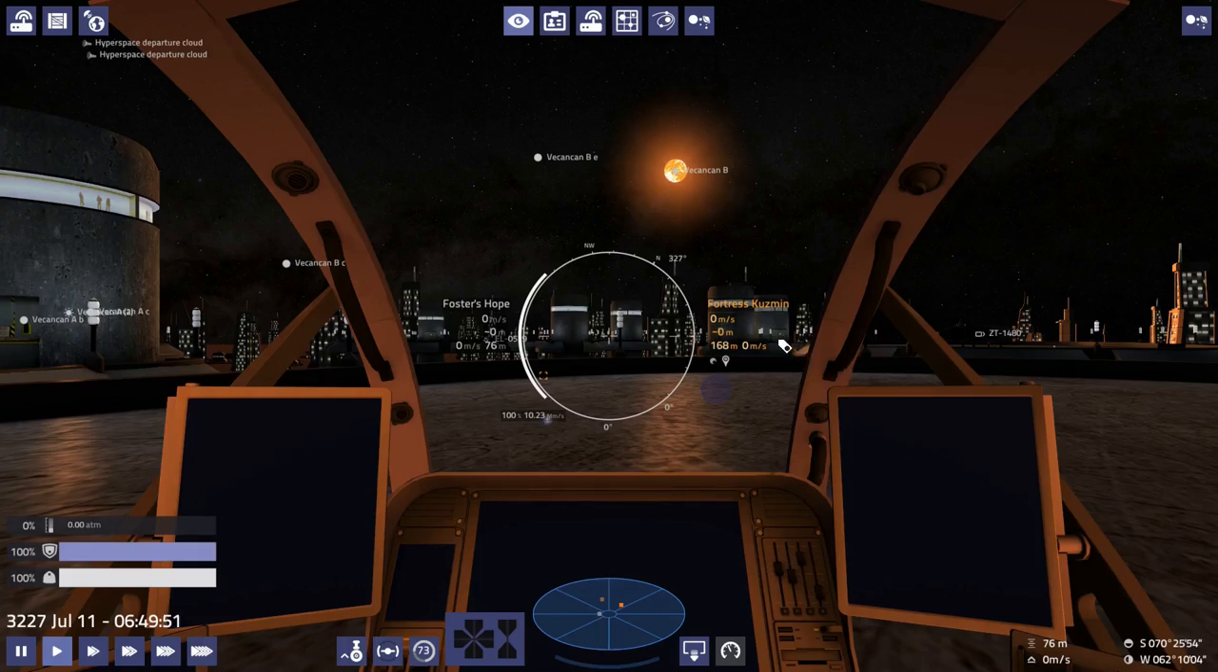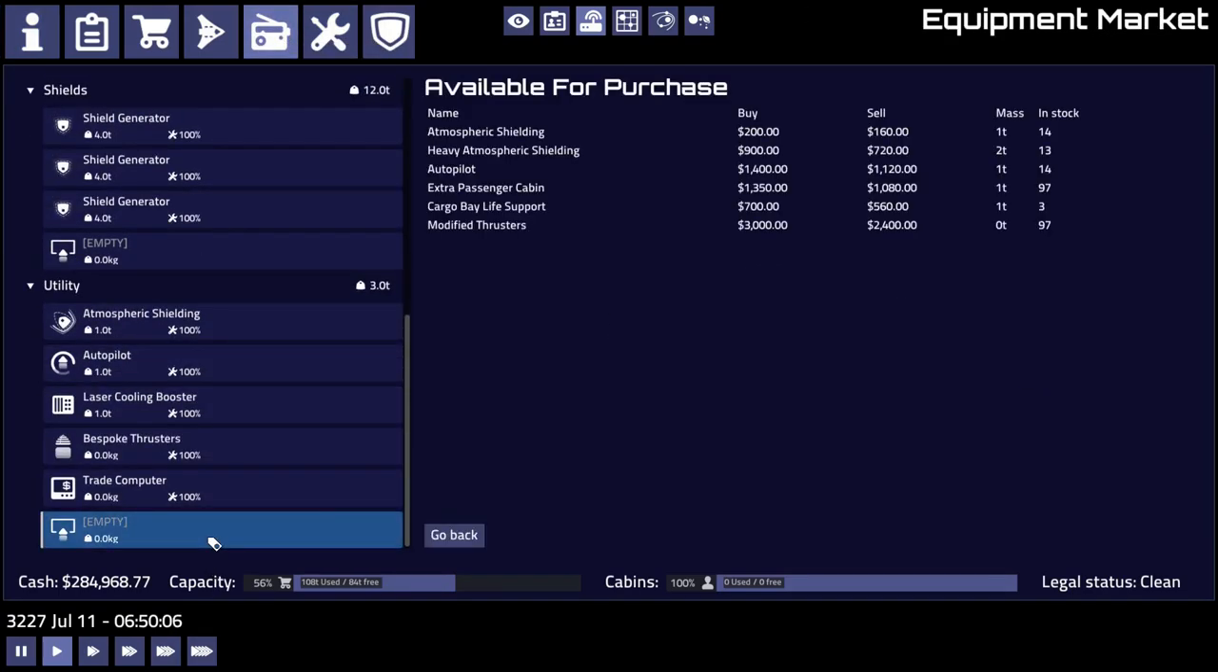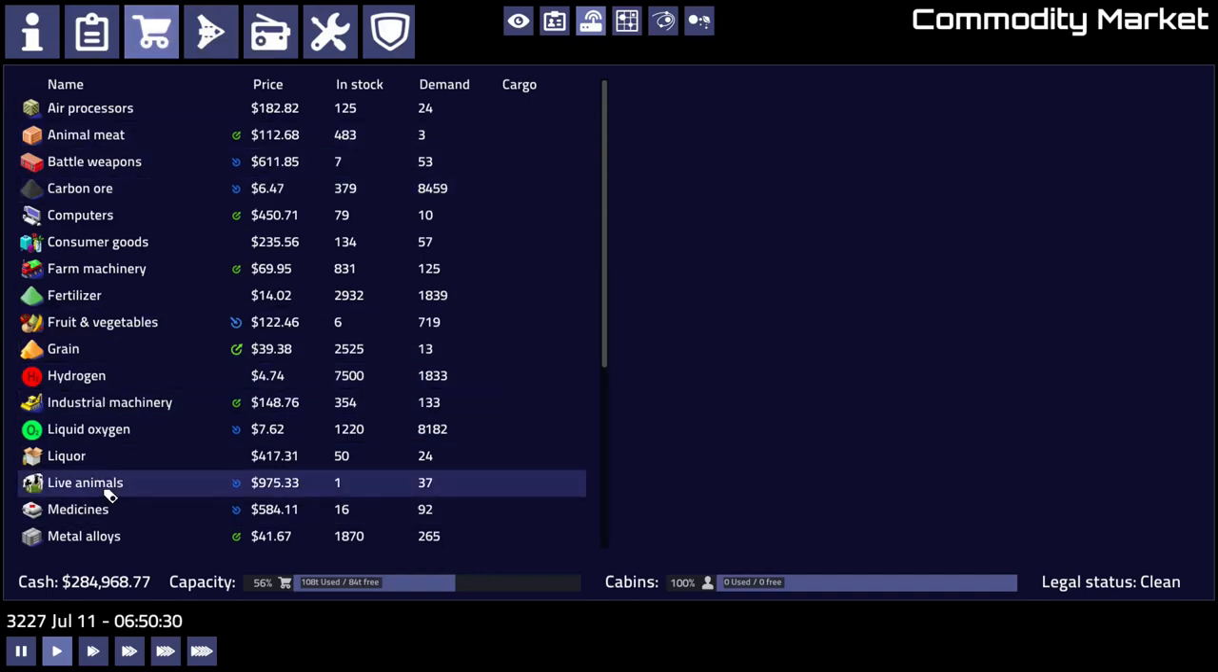But I remember reading that in Frontier, when you had live cargo, your ship needed a special bit of equipment: a cargo bay life support. And, as you can see, I don't have that installed. I had just heard it in terms of slaves, living, breathing people. I didn't know if live animals would be affected by the lack of life support or not.